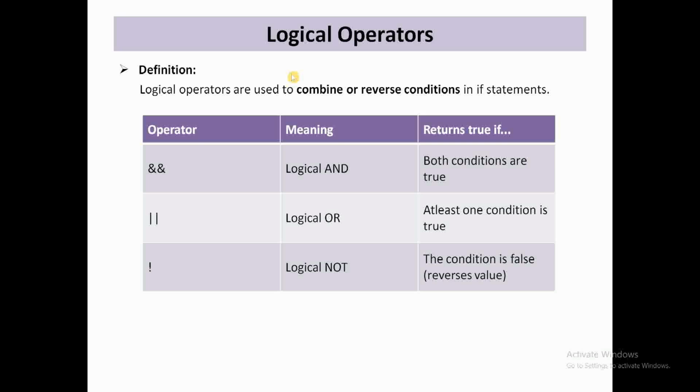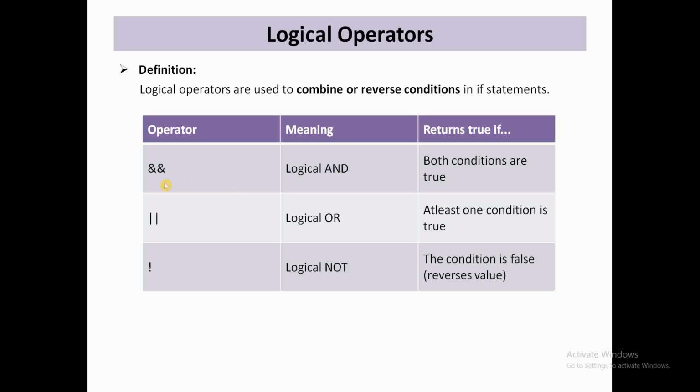Next one we have logical operators. We already completed the lecture on logical operators, but we have to revise this again because it will be used in our if else statements. Logical operators are used to combine or reverse conditions in if statements. If we want to apply more than one condition, then we can use these operators: logical AND, logical OR, and logical NOT. We can use these in our if else statements.